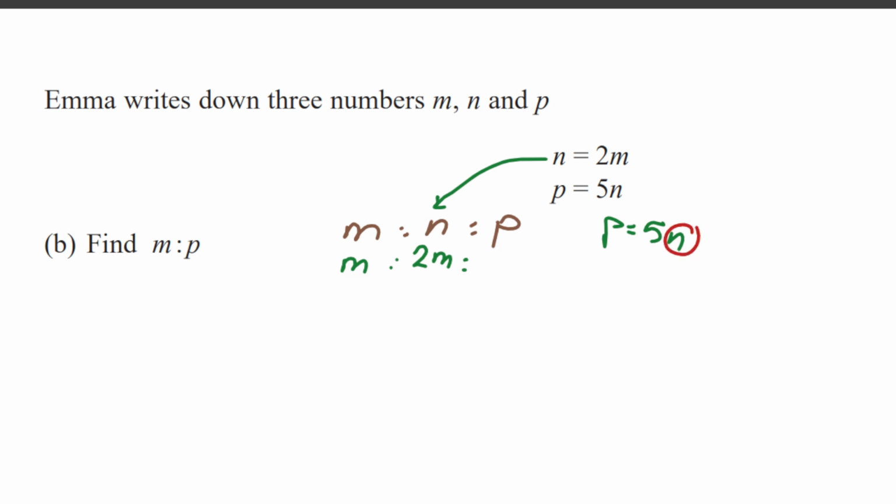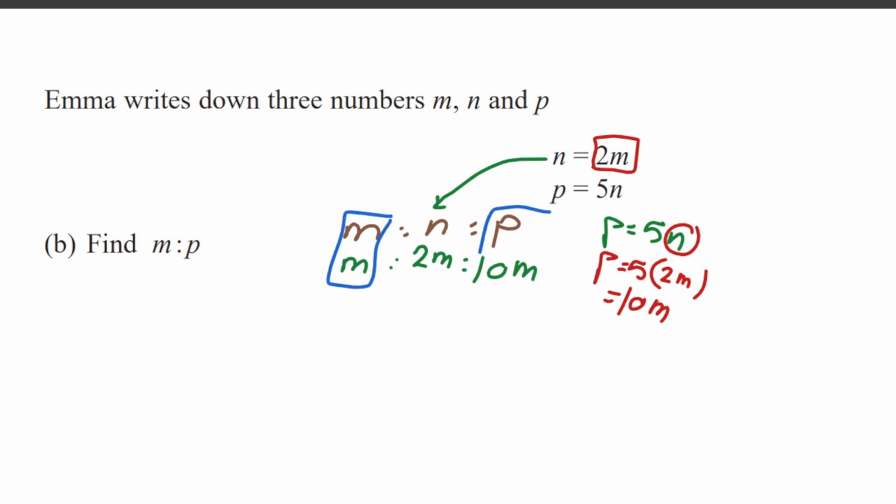And the value of N is 2M, right? The value of N equals 2M. So I'll just write P equals 5 and then 2M. So it's 10M. So let's write it here. So P is equal to 10M. Now the question asks to write M to P. So M to P is just M to 10M. There is no need for M. So it's just 1 to 10. And that's your answer.